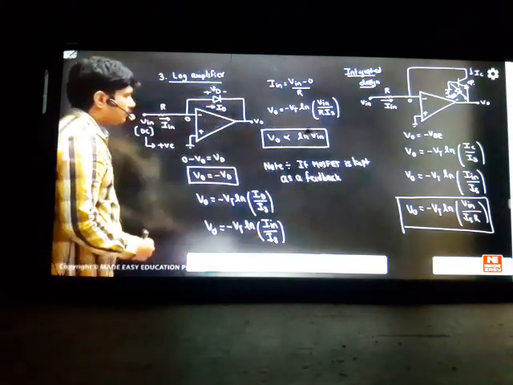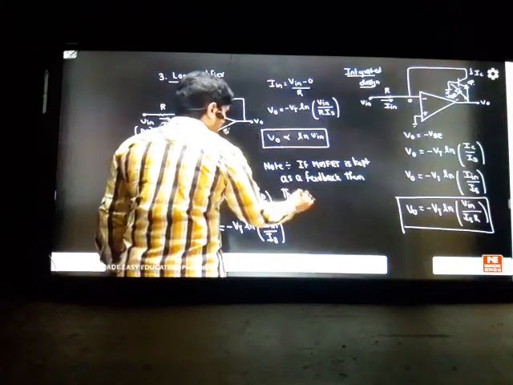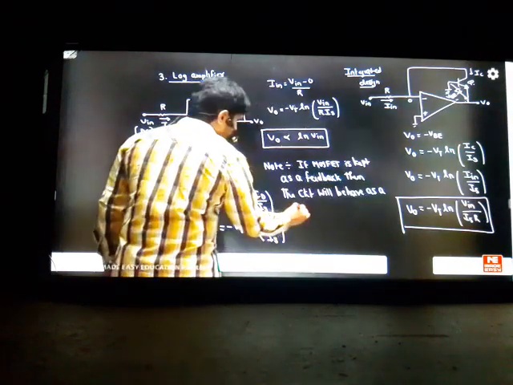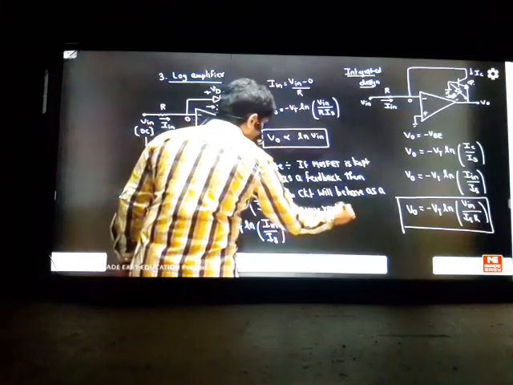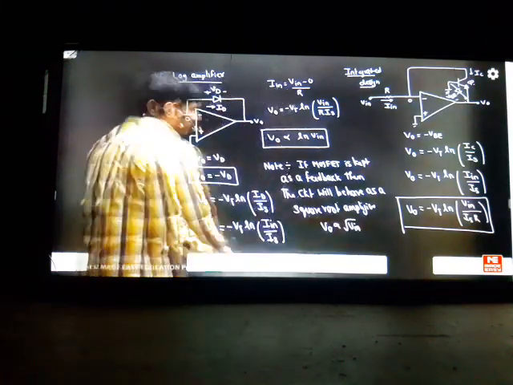If anybody asks you, then what happens if a MOSFET is kept as a feedback? The circuit will behave as a square root amplifier. It will behave like a square root amplifier. So you will get V naught proportional to the square root of the input.